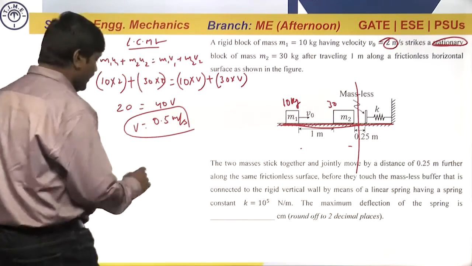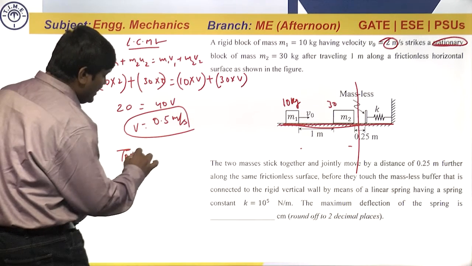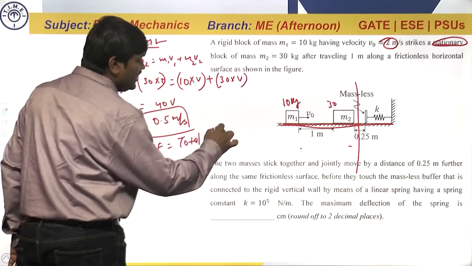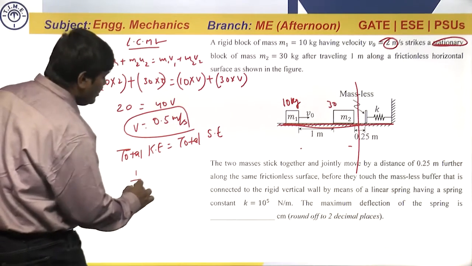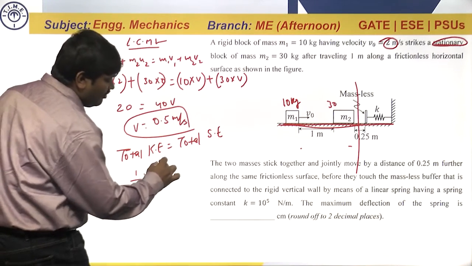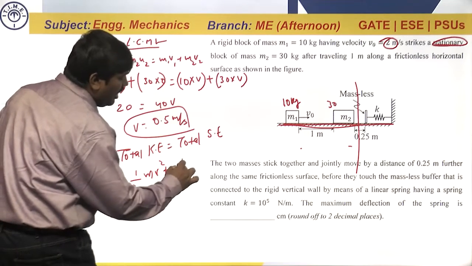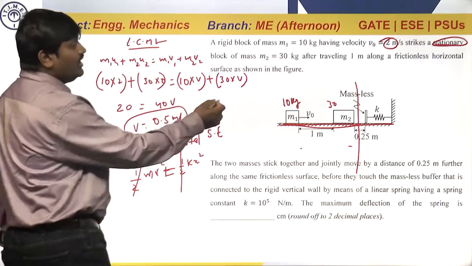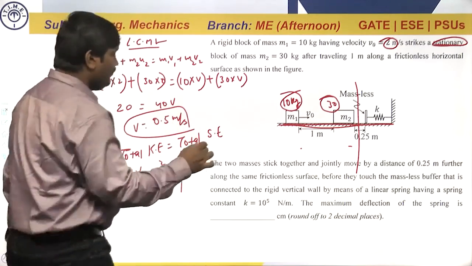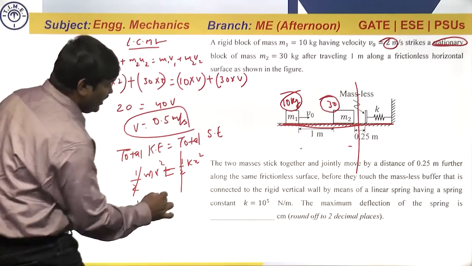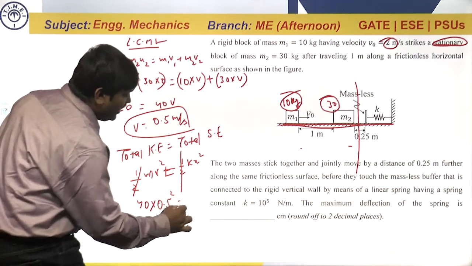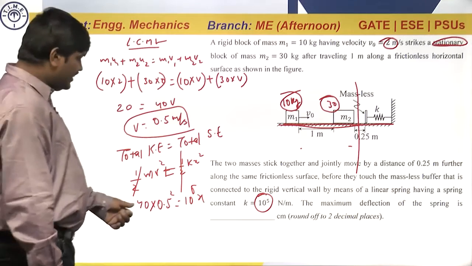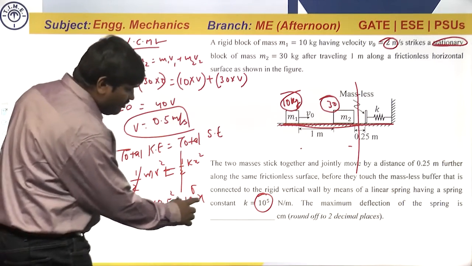So total kinetic energy I am taking equal to total spring energy. What is total kinetic energy? Half m v square is equal to half k x square. Half gets cancelled. What is the mass? 30 plus 10, total 40, into the velocity it is moving, 0.5 square, is equal to the stiffness given, 10 power 5, into x square. So 40 into 0.5 square is equal to 10 power 5 into x.